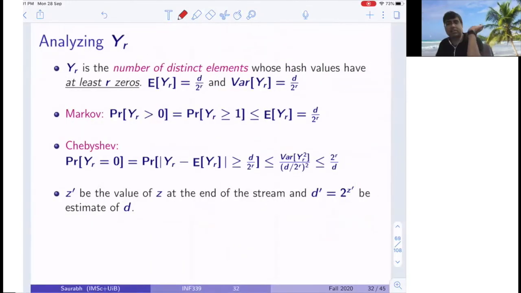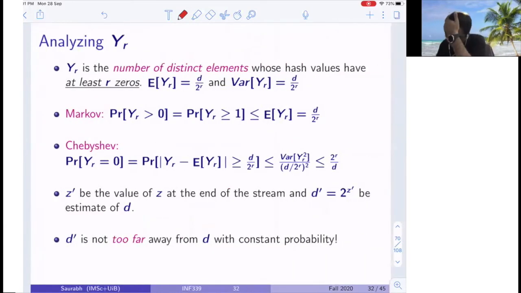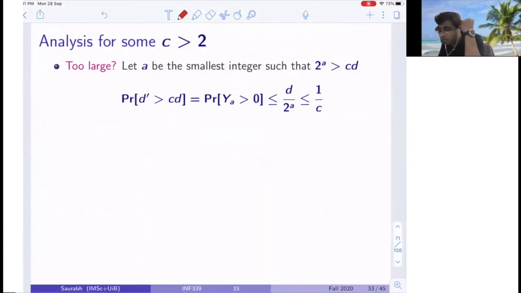So let z prime be the value of z at the end of the stream, and d prime equal to 2 to the z prime be the estimate of d. I want to say that d prime is not too far away from d with constant probability. So, analysis for some c greater than or equal to 1: is it too large? Let a be the smallest integer so that 2 power a is greater than cd. What is the probability that d prime is greater than cd?